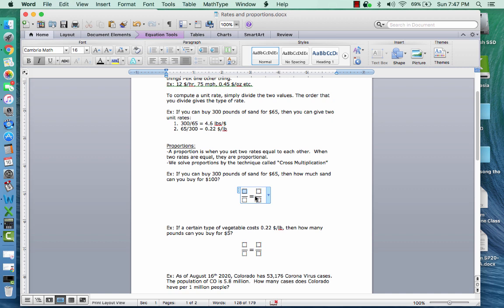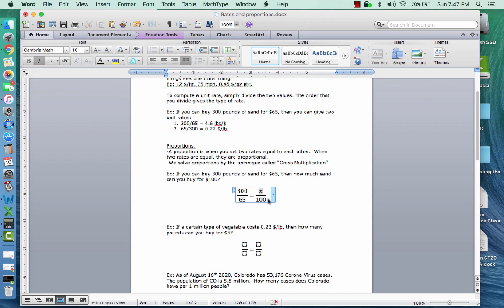So when we give you the first ratio, it's 300 pounds of sand for $65. So I'll just take the same order, 300 pounds, $65. Then it says, how much sand can you buy for $100? Well, since I have $65 down here, I keep dollars on the bottom, so 100 down there, and then X is the number of pounds that I get for $100. So these are the three numbers that I know, and I'm trying to figure out the number of pounds that I can get for $100. So it's pounds to dollars, pounds to dollars.